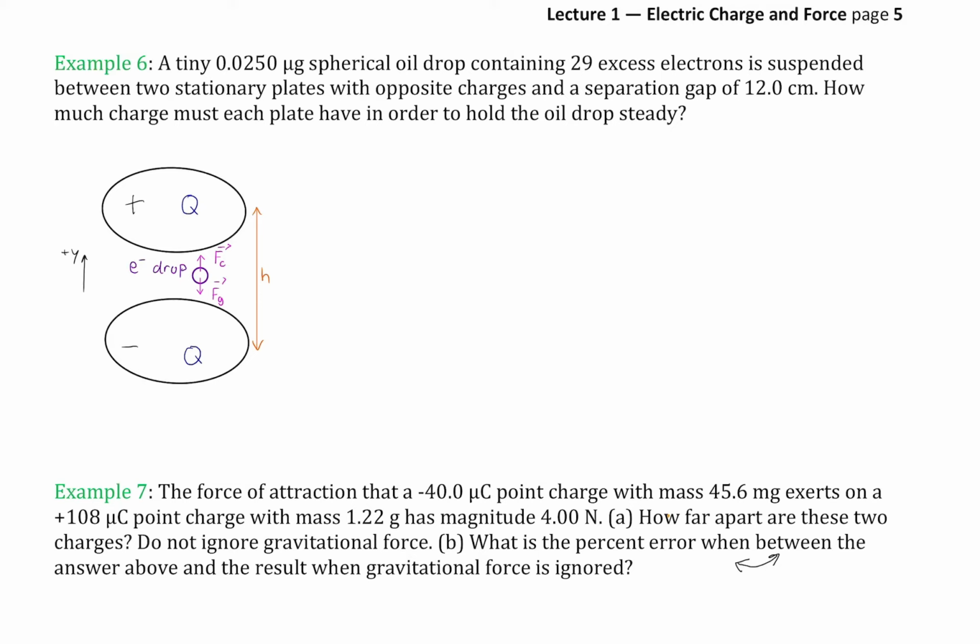So the idea here is we've got this oil drop with its 29 excess electrons suspended between two stationary plates with opposite charges, separated by a gap of 12 centimeters. How much charge must each plate have in order to hold the oil drop steady? So we're going to treat these plates as particles. And this type of setup, with two oppositely charged plates at some fixed distance, is called a capacitor. Specifically a parallel plate capacitor, but that's the only type we're going to talk about. And we will cover those in more depth in later chapters.